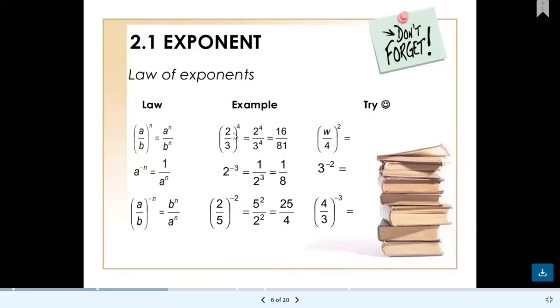Okay, so for example, (2/3)^4. So that will be 2^4 over 3^4, which is equal to 16 over 81.